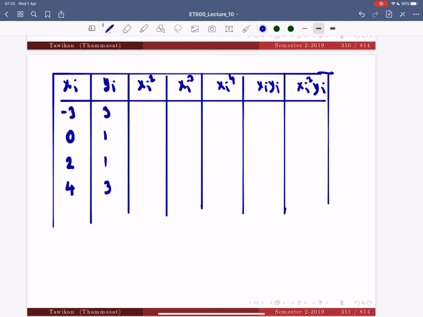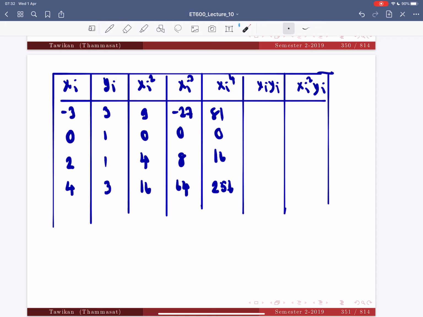And then you square all the SI. Get 9, you get 0, you get 4, you get 16. You cube all the SI, and you get negative 27, 0, 8, 64. And you take the power 4 of each of SI to get 81, 0, 16, 256.